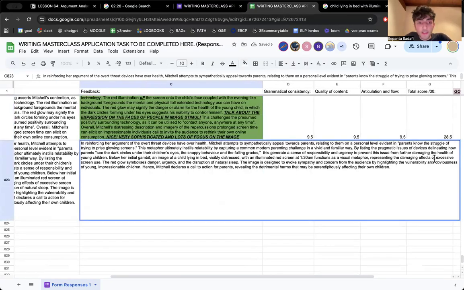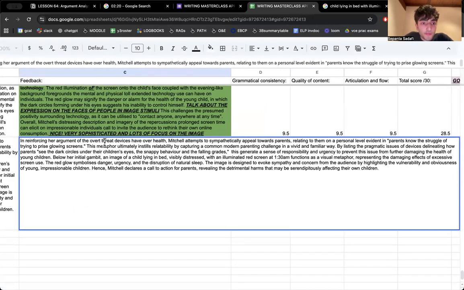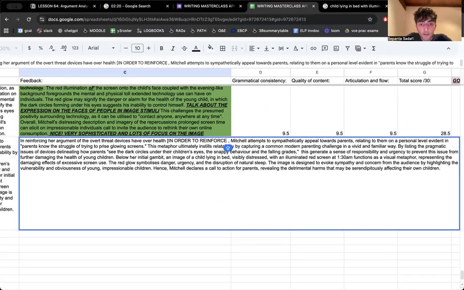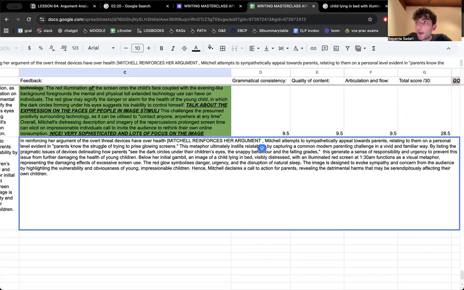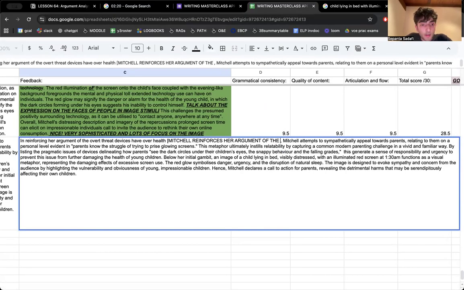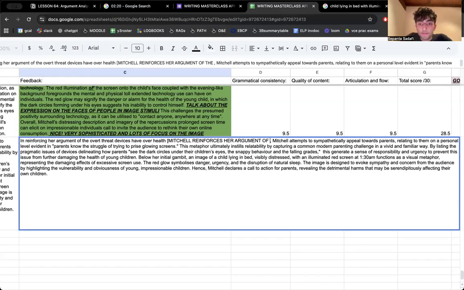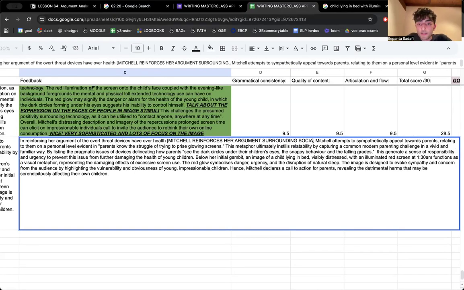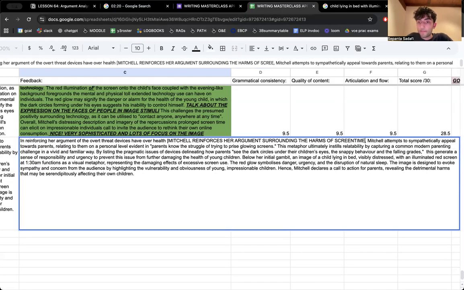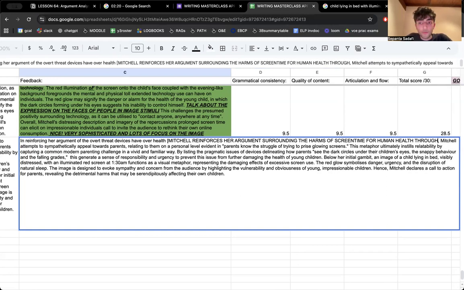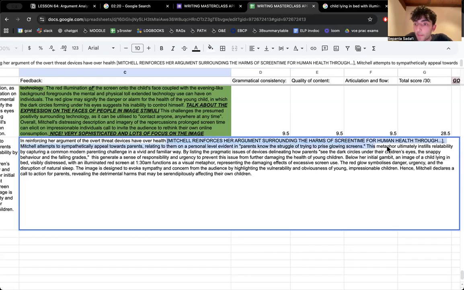And last but not least. In reinforcing her argument of the overt threat devices have over health. Okay, this is poorly worded. It needs to be better worded. Maybe in order to reinforce, Mitchell reinforces her argument surrounding the harms of screen time for human health through dot dot dot. That's the way you word that best, okay?